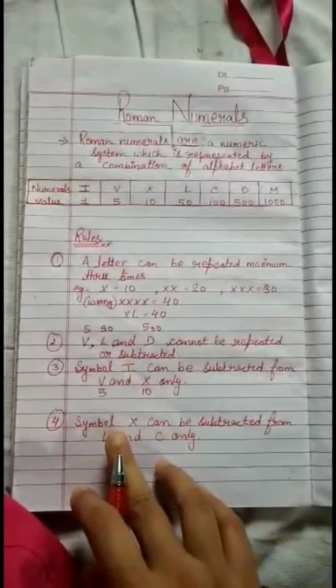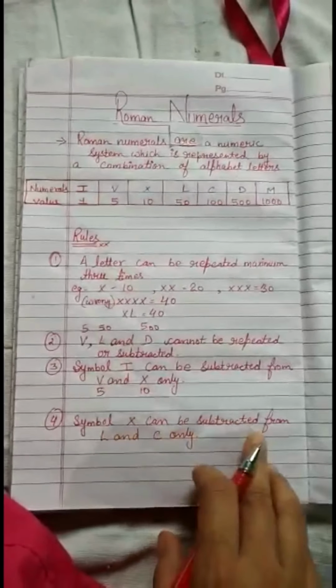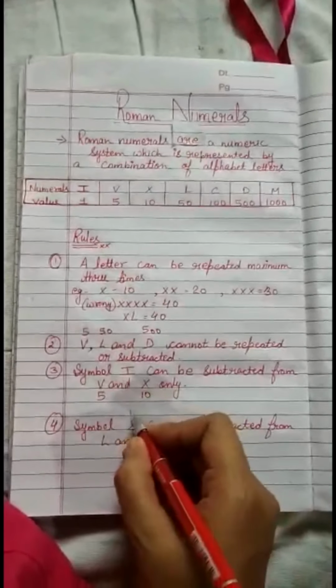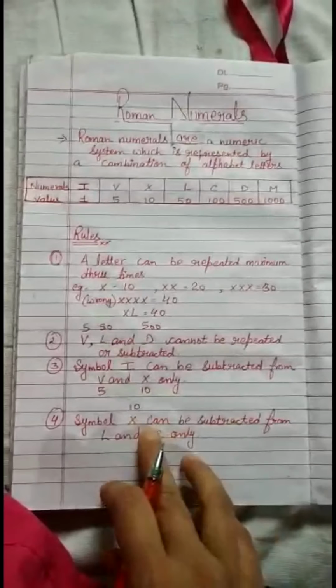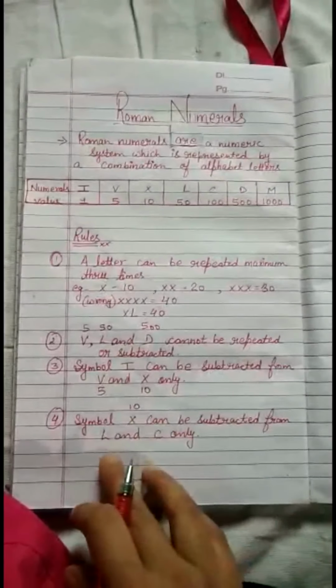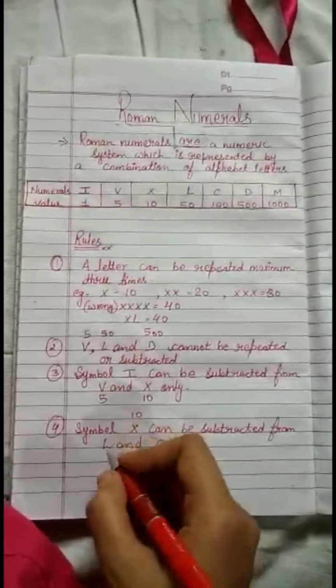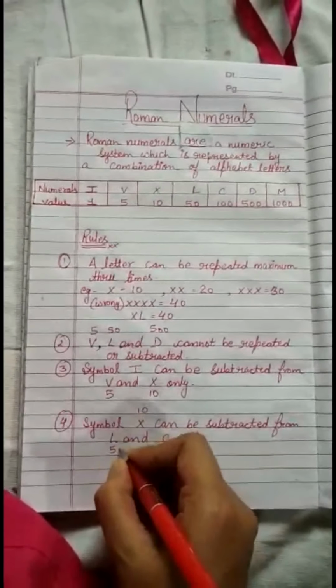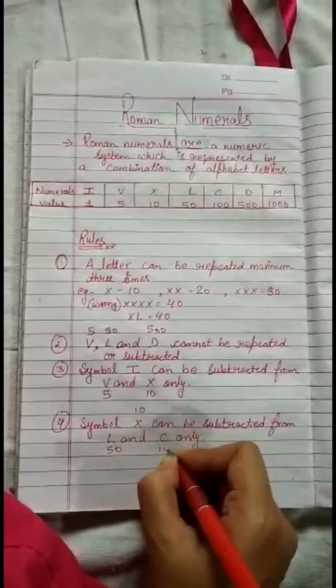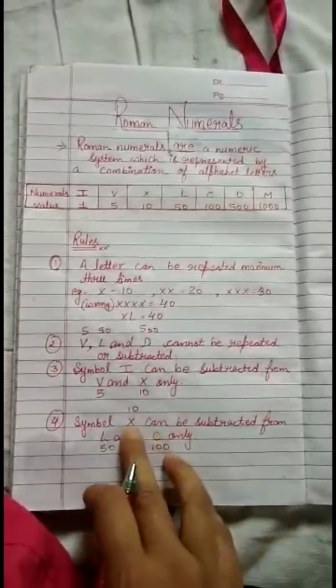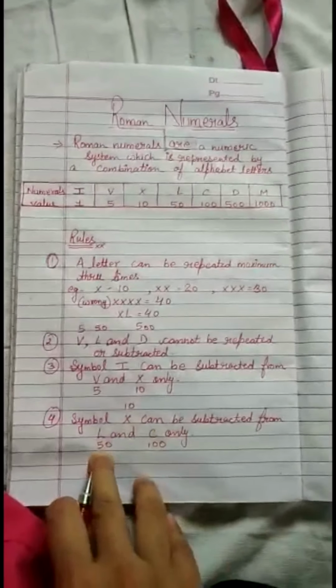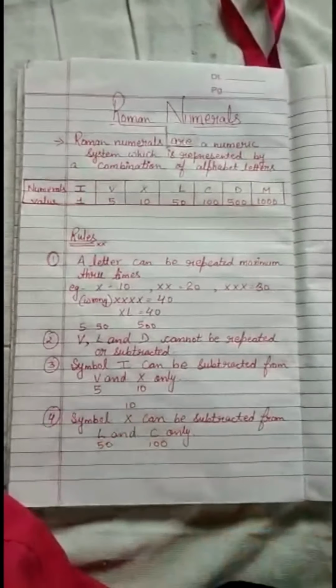Fourth rule is symbol X can be subtracted. What does symbol X represent? It represents 10. And symbol X can be subtracted from L and C. What does L represent? L represents 50. And what does C represent? C represents 100. So symbol X can be subtracted from L and C only.